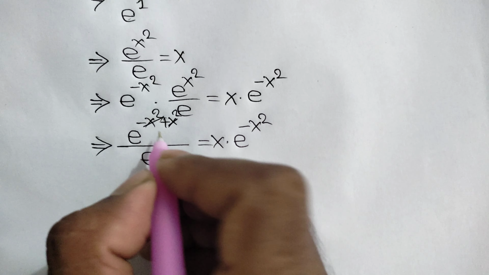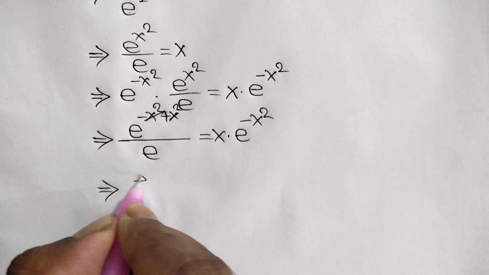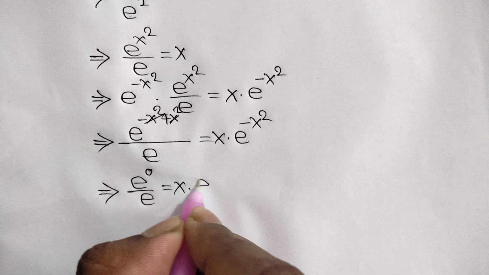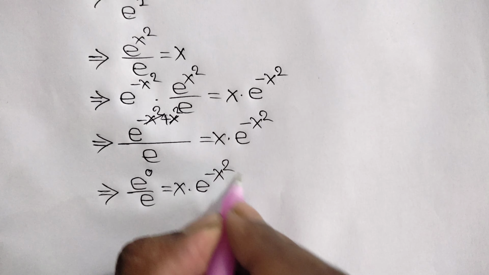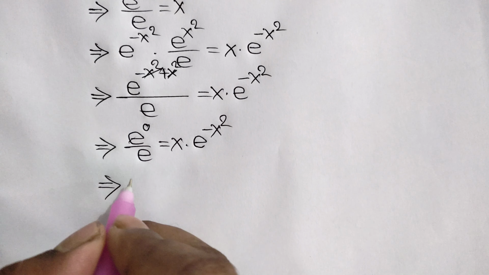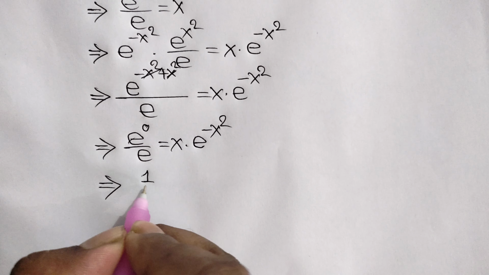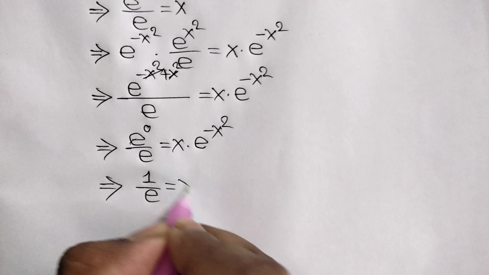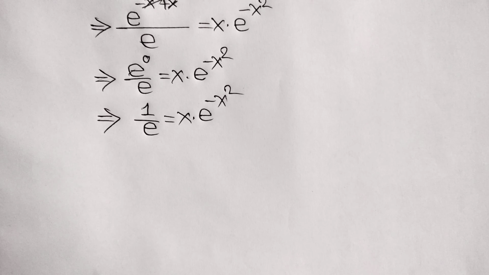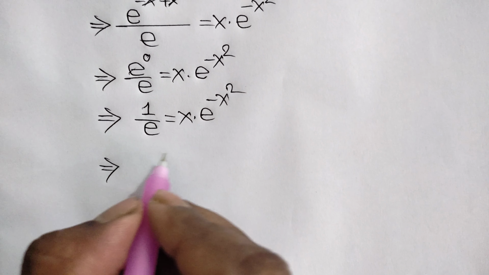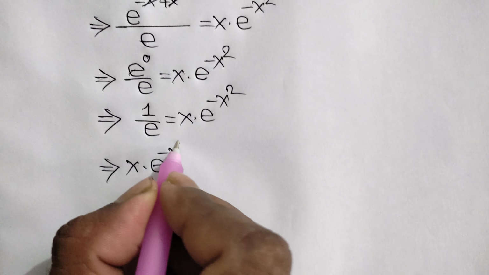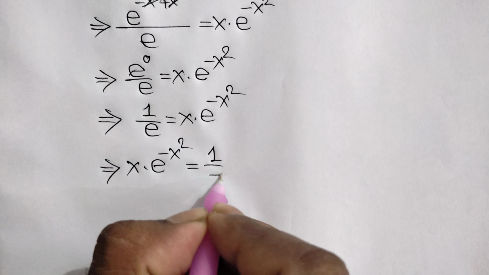Now this cancels out this, so here we will get e to the power 0 over e is equal to x times e to the power negative x square, or e to the power 0, that means 1, so here we will get 1 over e is equal to x times e to the power negative x square. Or now changing side, we can write x times e to the power negative x square is equal to 1 over e.